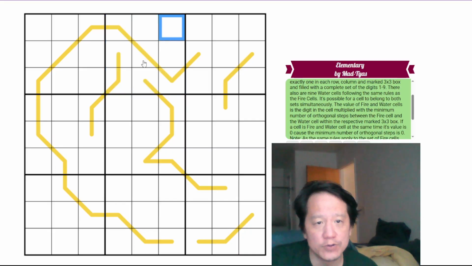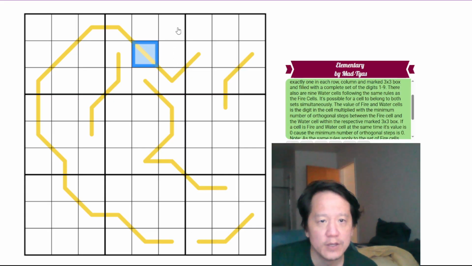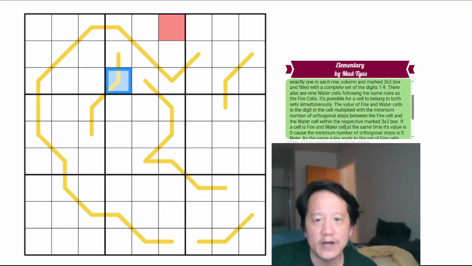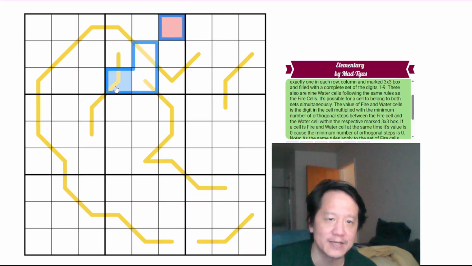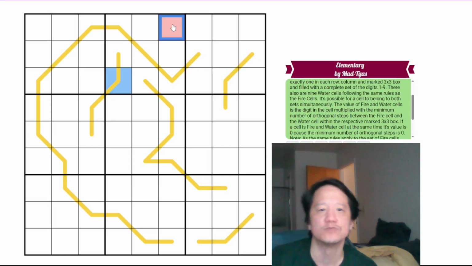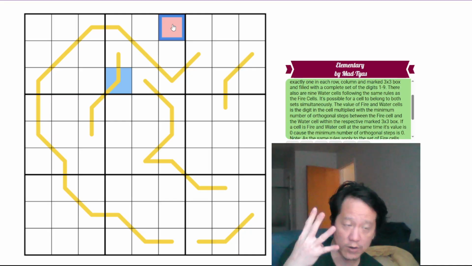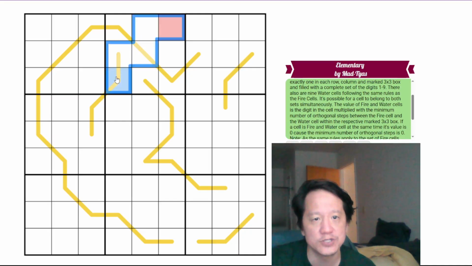So, for example, if the fire and water cell were the same cell, it would have a value of 0. If the fire cell were here and the water cell were here, the value of the cell would be the digit in the cell multiplied with the minimum number of orthogonal steps between the fire and water cell, which in this case would be 1, 2, 3, 4. So if this is the maximum you could have, then the value of this cell is whatever digit is in it times 4, because that's the minimum amount of orthogonal steps it takes to get from the fire to the water cell.